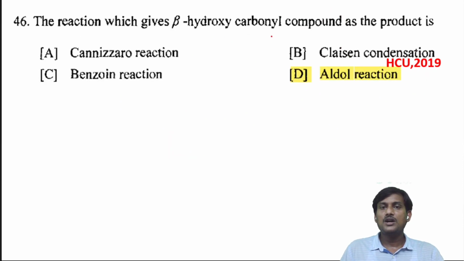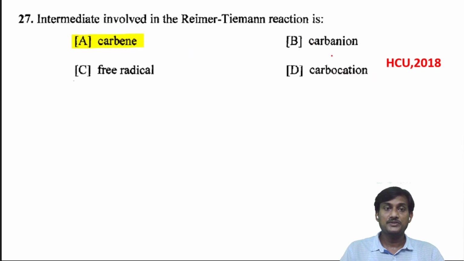The reaction which gives beta hydroxycarbonyl compounds as a product is... In Cannizzaro reaction, we will get alcohol and carboxylic acid. It's a disproportionation reaction, there is a self-oxidation and self-reduction. In the Knoevenagel condensation we will get alpha beta unsaturated esters. In benzoin condensation we will get alpha hydroxy ketones. In aldol reaction, there is a formation of beta hydroxy carbonyl compounds. Further condensation you will get alpha beta unsaturated carbonyl compounds. D is the correct option.